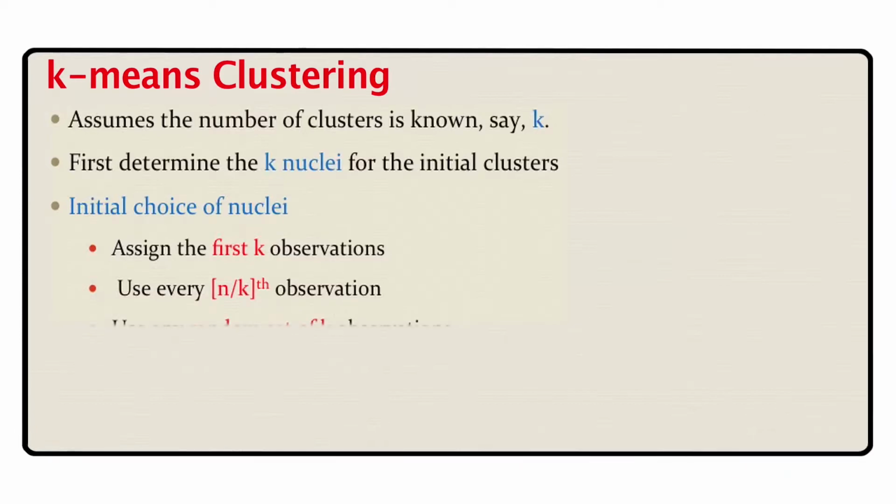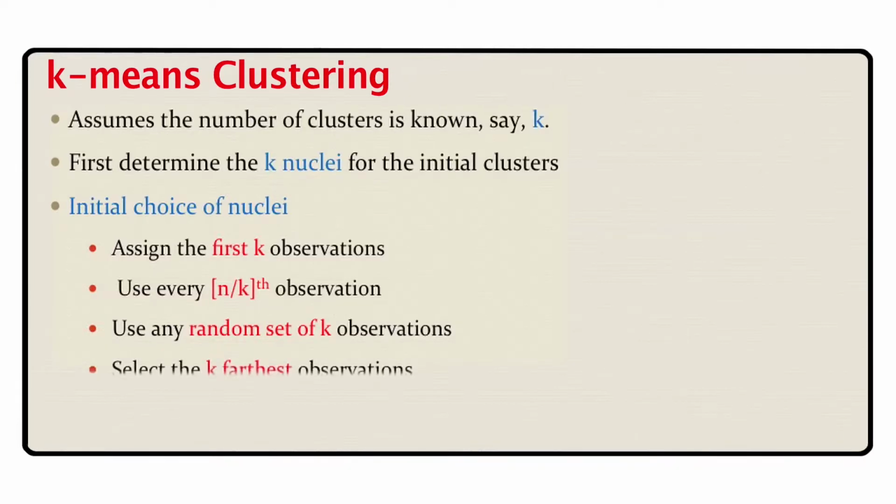In this case, n by k in the third bracket actually means that n by k can be a fraction, so take the largest integer contained in this fraction. A third method would be to select any of the k observations at random. Very often, better methods are to select the k furthest observations. So we look at the relative distance between the observations and take the k furthest observations as the nuclei of the unknown clusters.